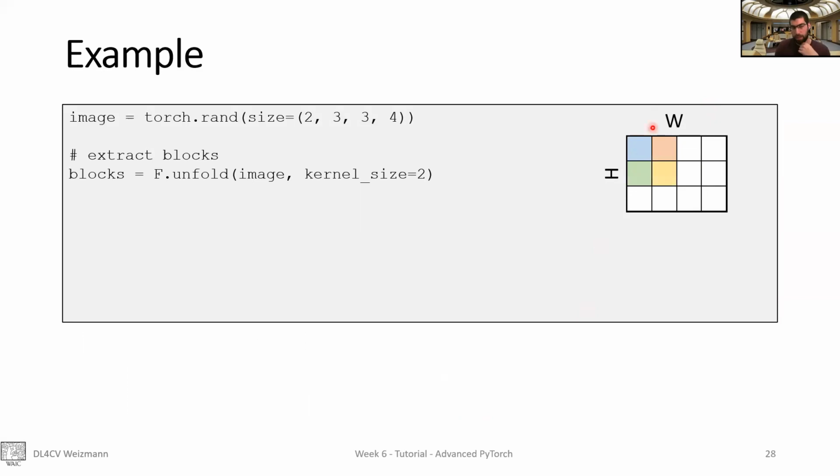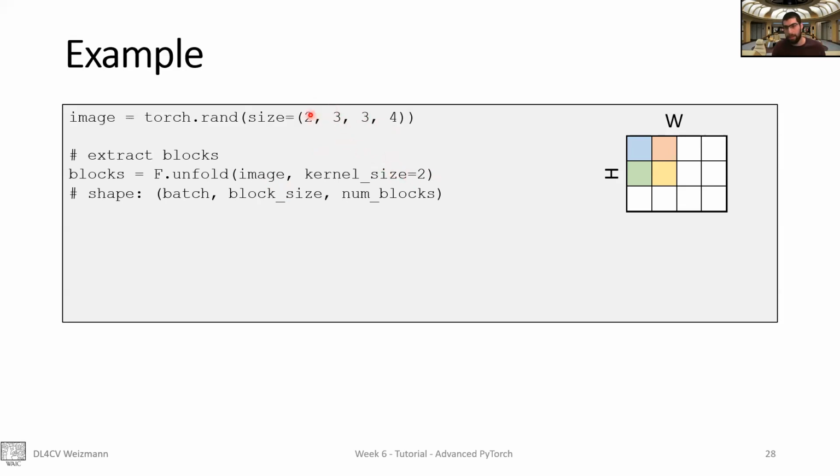Let's say we have this image with 3 channels, and we apply unfold with a kernel of 2, and the other parameters are the default: stride 1, no padding, and dilation 1. What would be the shape of this resulting block tensor? Does anyone know? The block size would be 3 by 2 by 2, right? Because we have 3 channels and a kernel size of 2.